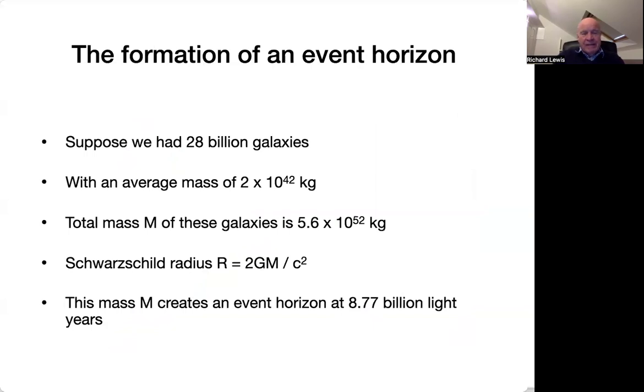So first of all, we look at the event horizon, and the hypothesis that there is enough mass in the universe to form an event horizon is analysed here. And we've taken 28 billion galaxies, and those galaxies are assumed to be typical of the Milky Way or Andromeda in mass, 2 times 10^42 kilograms. But the important value on this page is the total mass, and that's 5.6 times 10^52. And it's that mass, regardless of how many galaxies of various sizes it could be made up of, which creates an event horizon at 8.77 billion light years.